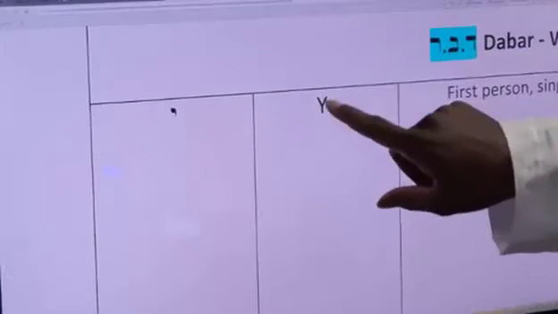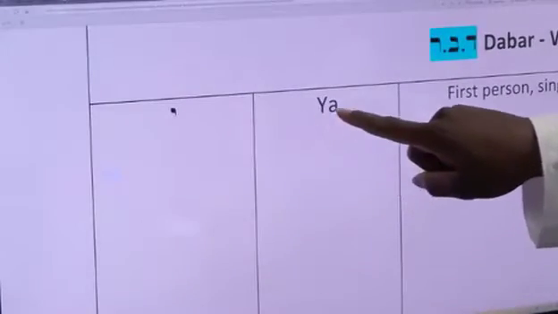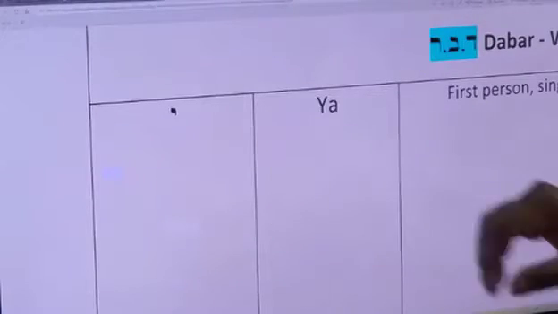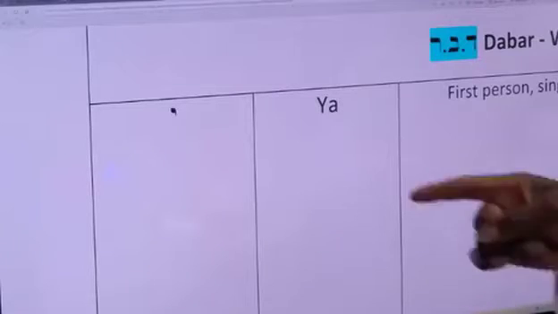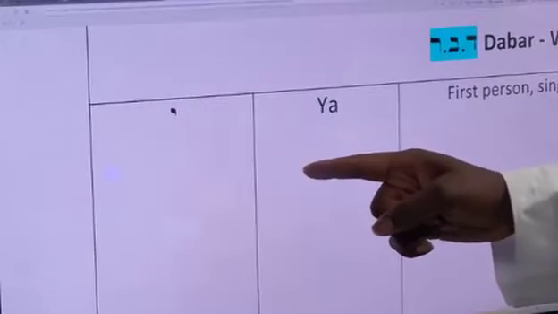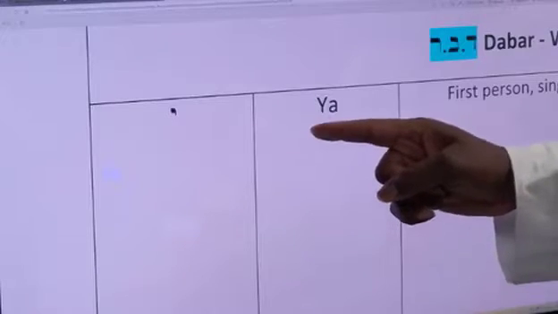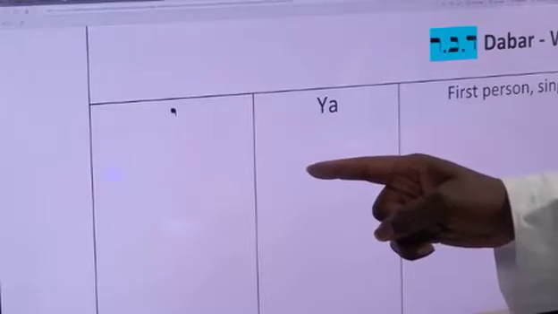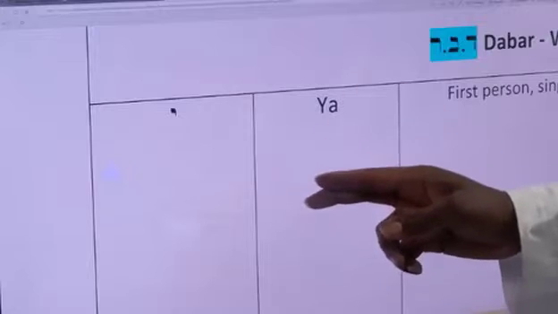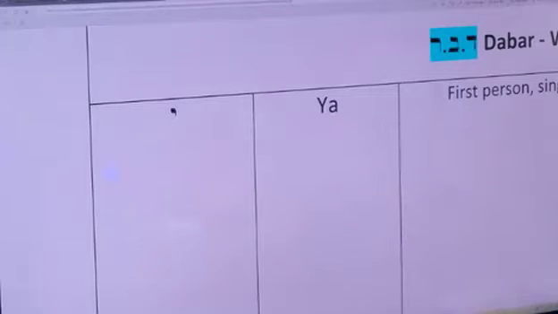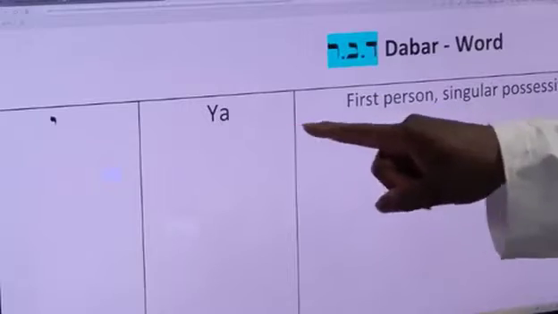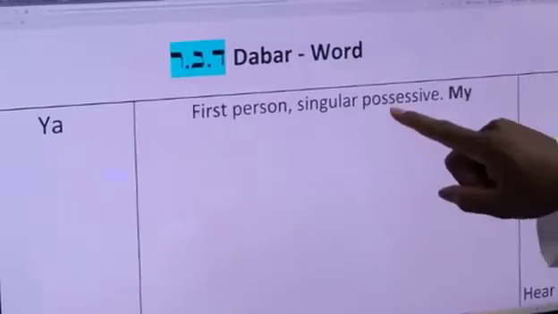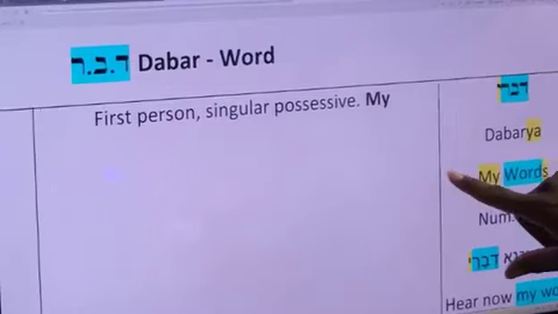So our first suffix example is ya. This is a suffix you're going to see quite a bit if you haven't picked up on it already. In Hebrew, you're going to see this suffix used for Hebrew constructs, for singular nouns, plural nouns, many different uses for this same suffix. So we have ya, which represents first person singular possessive, my.